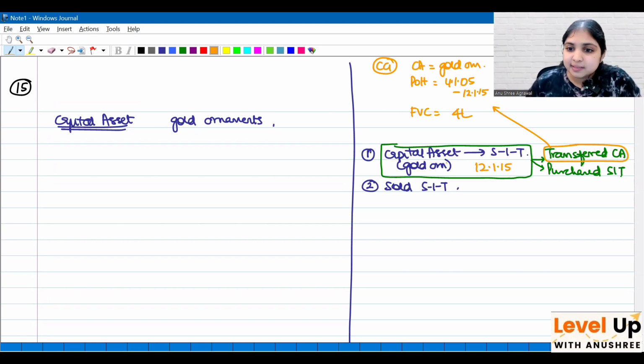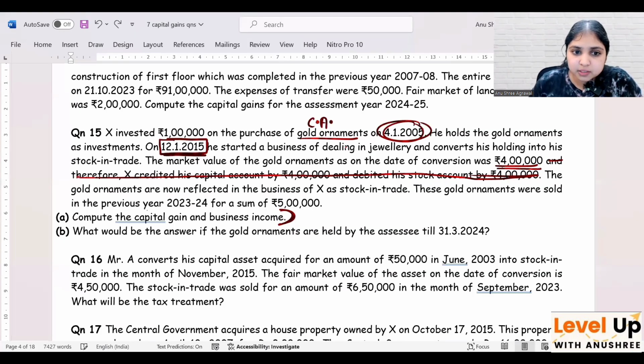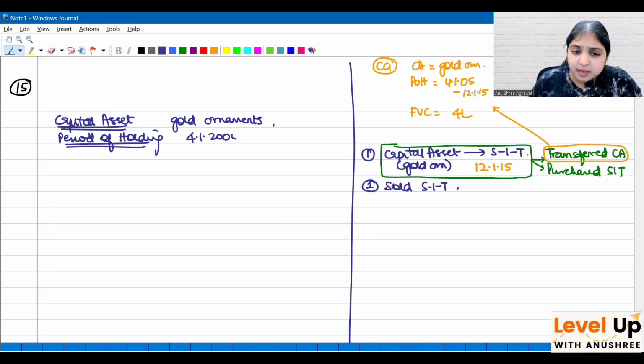Yes, so the capital asset is gold ornaments. I'm going to imagine that these gold ornaments, which were my capital asset, I've transferred them. Then second step, write down the period of holding. When will my period of holding start? I acquired the gold ornaments on 4th Jan 2005. In reality, I did not sell them. But on 12th Jan 2015, the date of conversion, I'll assume that the transfer has happened.